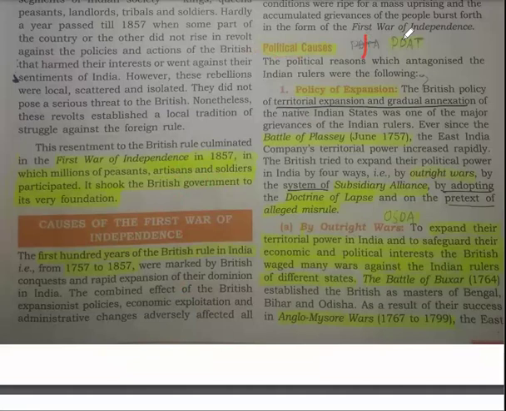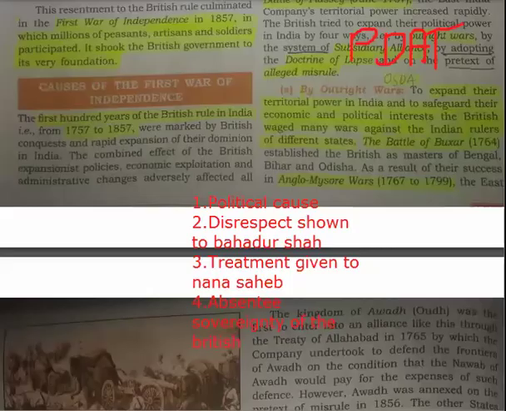I actually like this one. I have marked over here P D A T. Let me just rewrite for you guys. So what is this P D A T? The short form. So guys, P D A T is the first thing, political cause, disrespect shown to Bahadur Shah, treatment given to Rani Sahib, and absentee sovereignty of the British. So it's a short form to remember, P D A T.